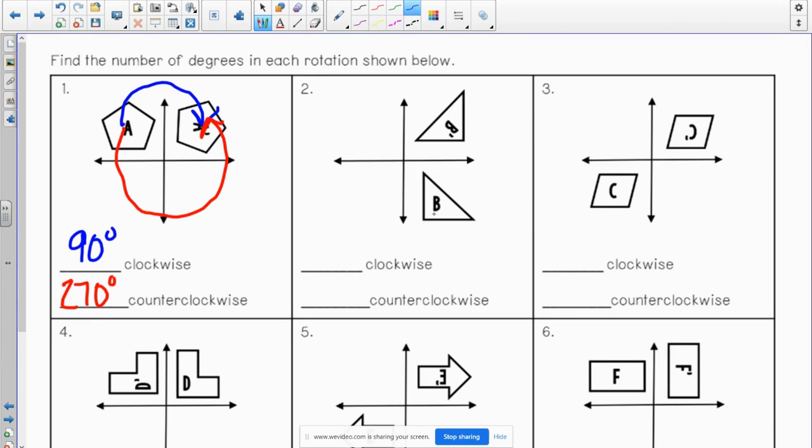B is my pre-image. B prime is my image. So we'll go clockwise first. So we're here all the way over to quadrant 1. So we're in quadrant 4 to quadrant 1. That was the 270 degrees. If we go the opposite way, so counter, here's B to B prime. Notice I'm only going 90 degrees counter.